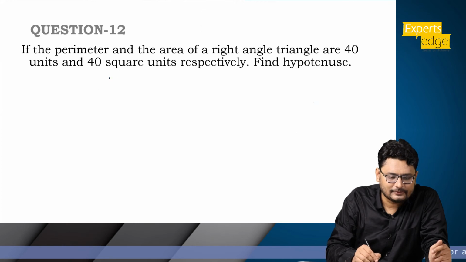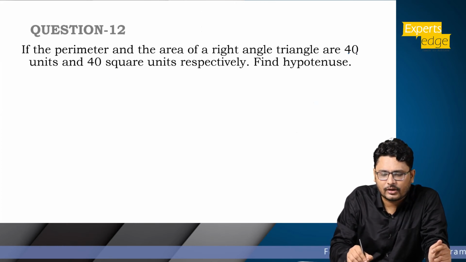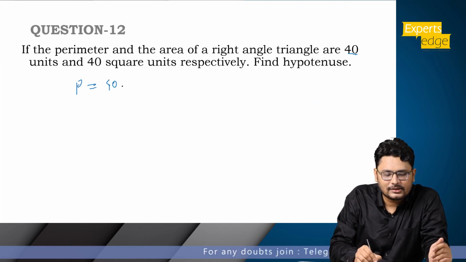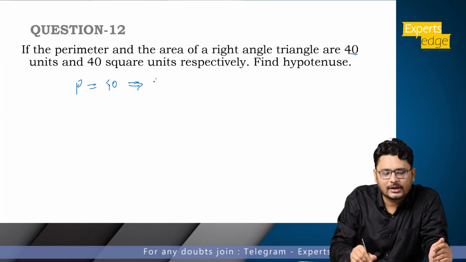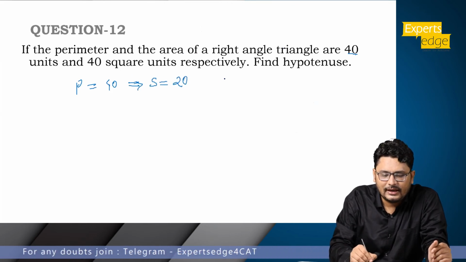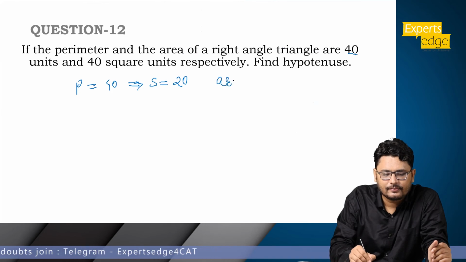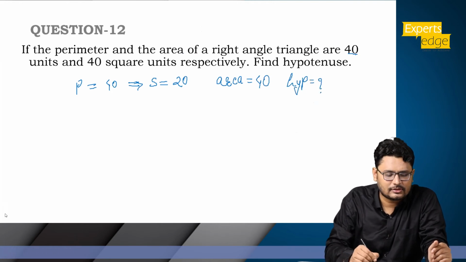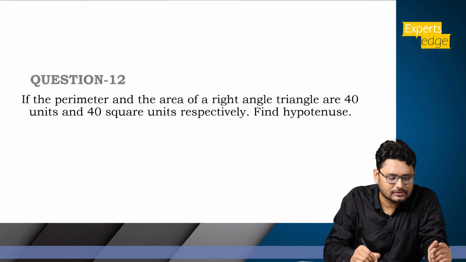If perimeter and area of triangle is given as 40 and 40, दोनों ही 40 हैं. Perimeter 40 है, so what will I get? Semi perimeter कितना होगा? S will be 20. ठीक है, and area भी 40 है. And what is he asking is hypotenuse. इसका direct formula था, if you remember, I just, sorry, एक बार वापस चाहे तो दिखा देता हूं.